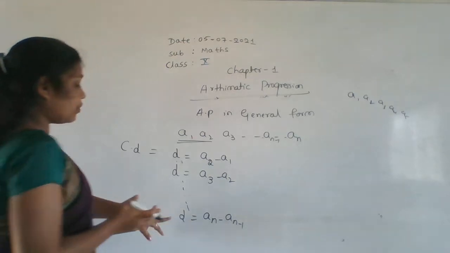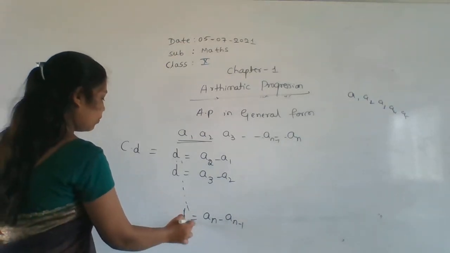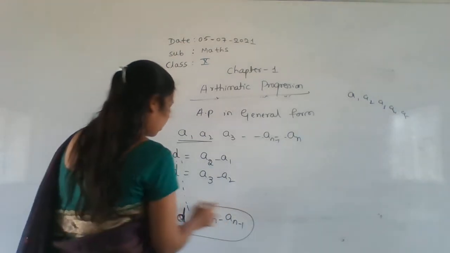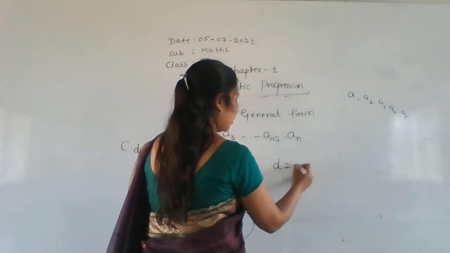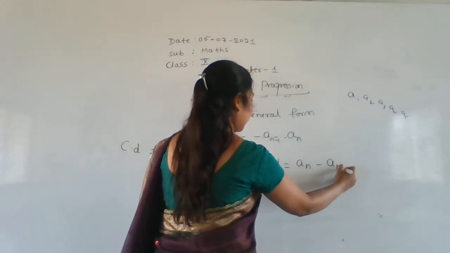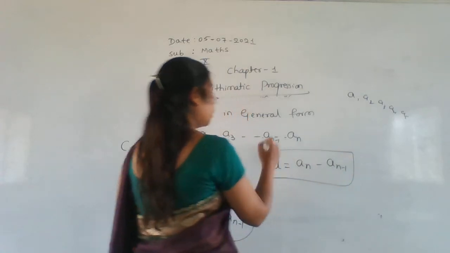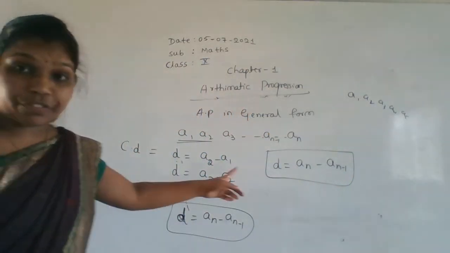So what is the difference? This is the difference formula. General formula for difference. The difference formula is equal to A N minus A N minus 1. This is the general formula for the difference.